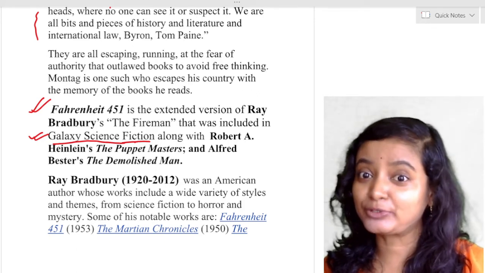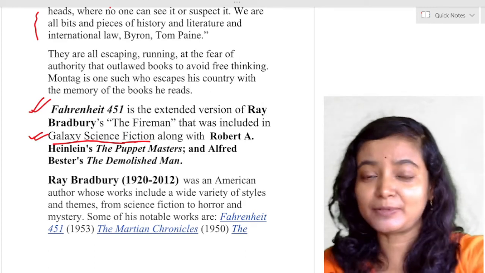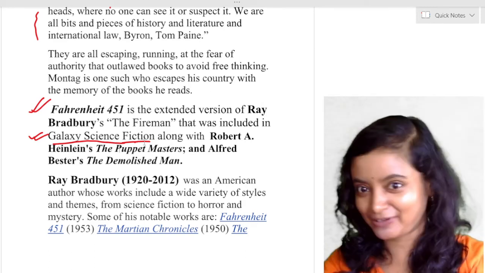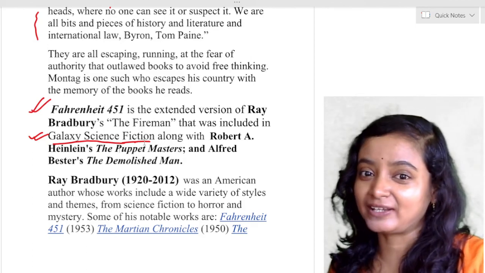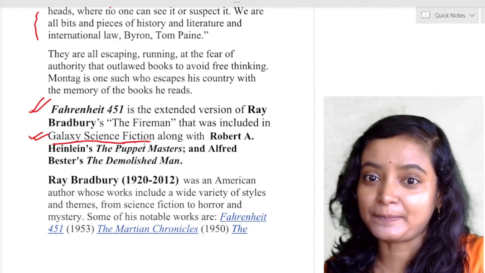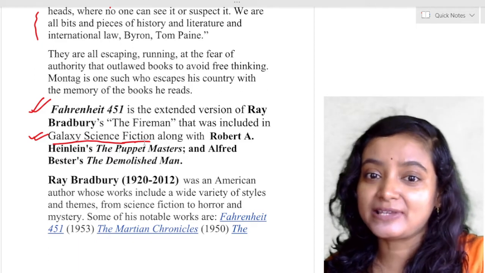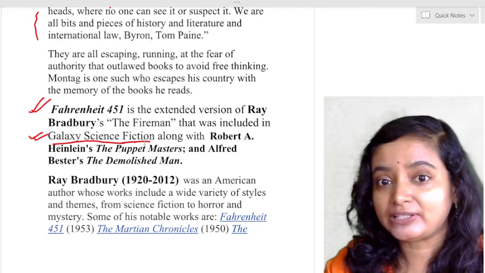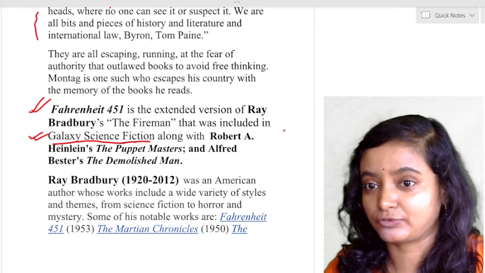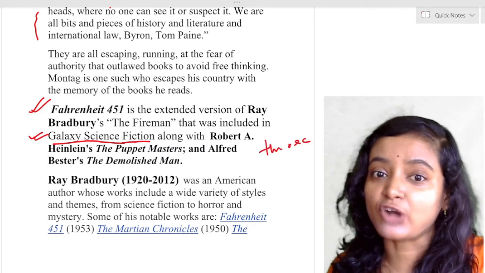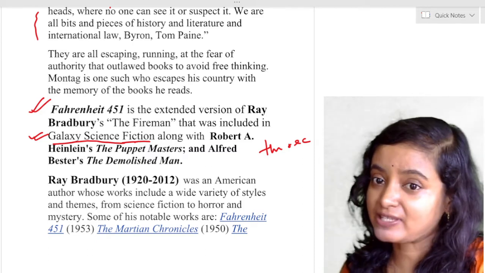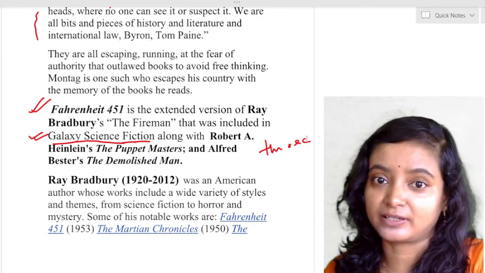So you have to keep it in your head, like they are keeping so many things. They are keeping a book, so you can keep this information. Among other writers, there are Robert A. Heinlein, The Puppet Masters, and Alfred Bester's The Demolished Man. So in Galaxy Science Fiction, there are three works: Ray Bradbury's The Fireman, Robert A. Heinlein's The Puppet Masters, and Alfred Bester's The Demolished Man.